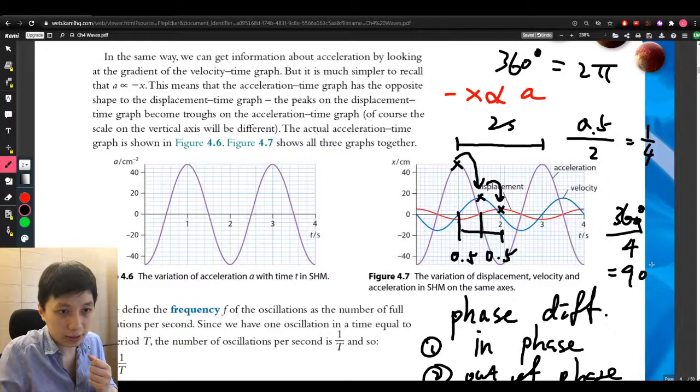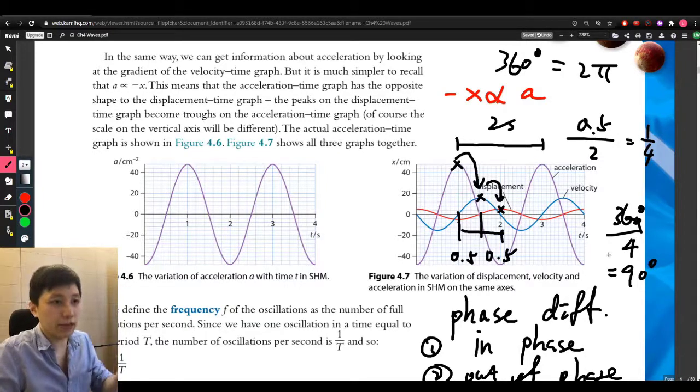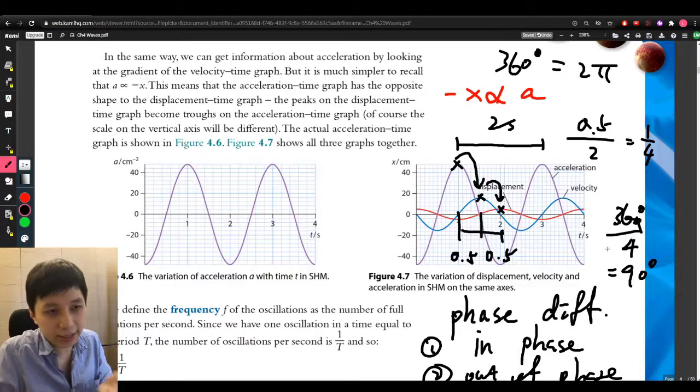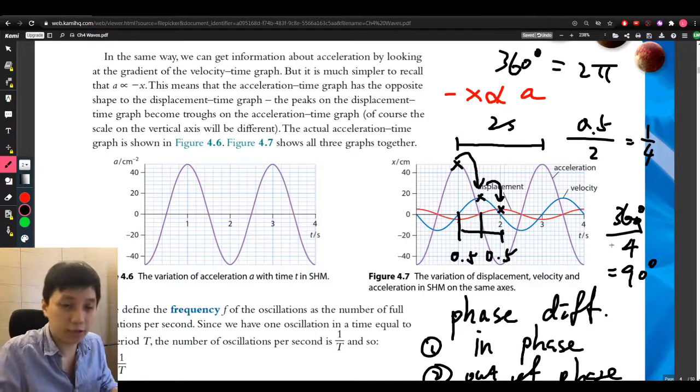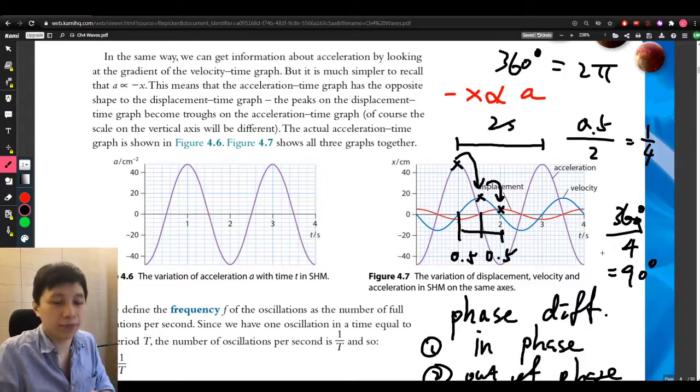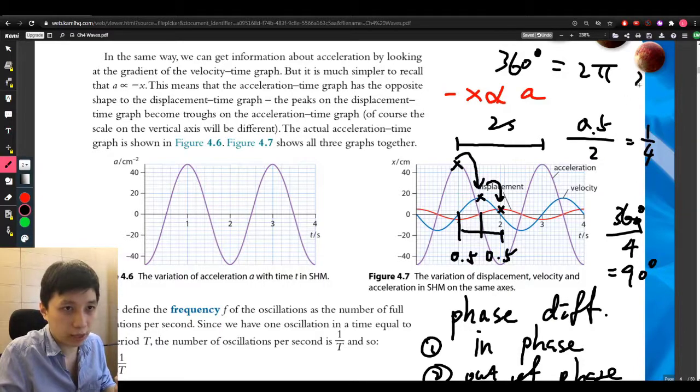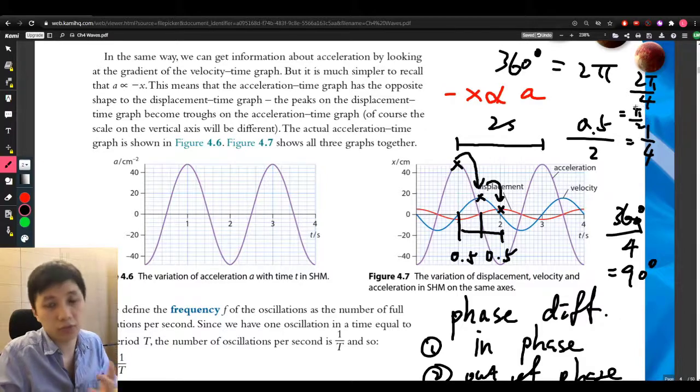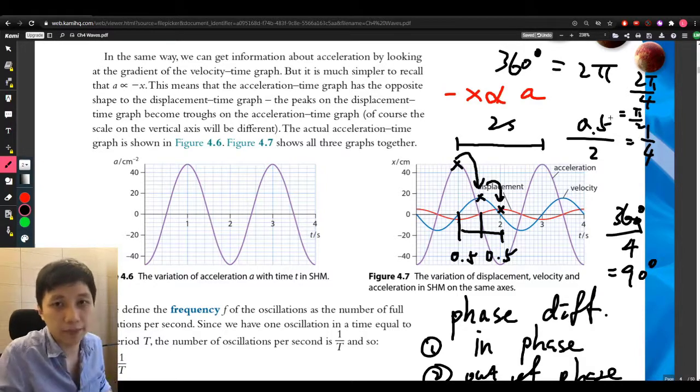is 90 degree. So that means you can say acceleration is leading velocity with 90 degree, or velocity is leading displacement with 90 degree. This is the phase difference that we're talking about. In radian, then that will be 2 pi over 4, that means it is pi over 2 instead of 90 degree.